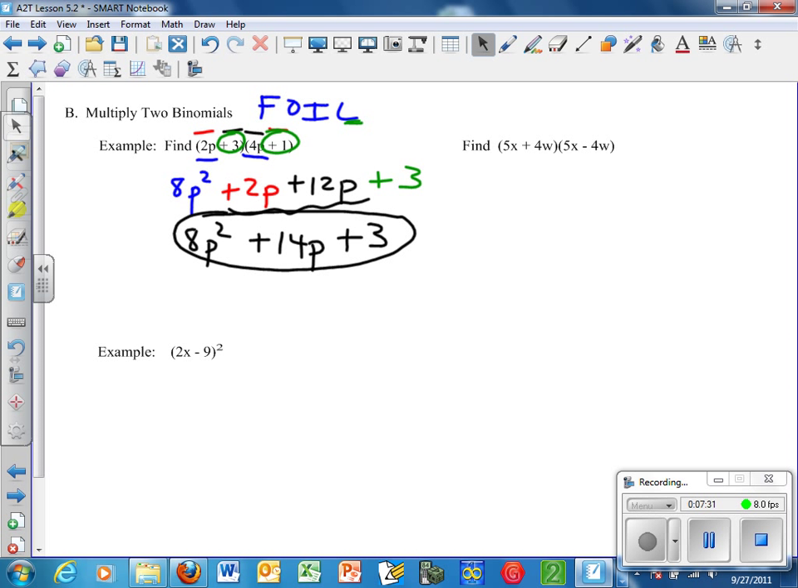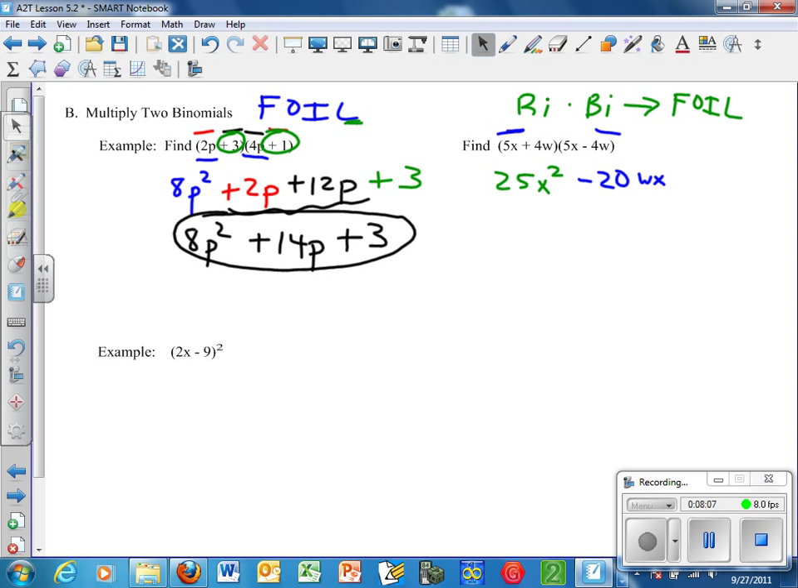Okay? If we FOIL over here, again, it's a binomial times a binomial. Anytime it's a bi times a bi, you do the FOIL method. Or you distribute twice, would be another way of thinking of it. So I'm going to do 5x times 5x, which is 25x squared. Then I'm going to do my outside terms, which would be 5x times negative 4w, which is negative 20wx or xw. You can write it either way.